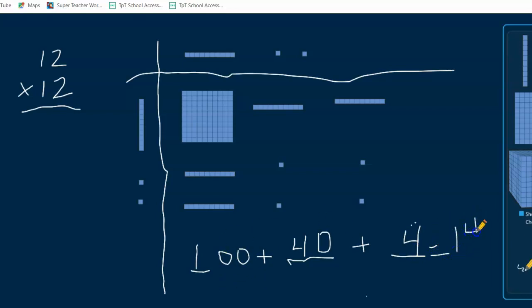Now again, this is concrete. I would teach this at the end of 3rd grade to get them ready for 4th grade for the representation model. So our answer here would be 144.